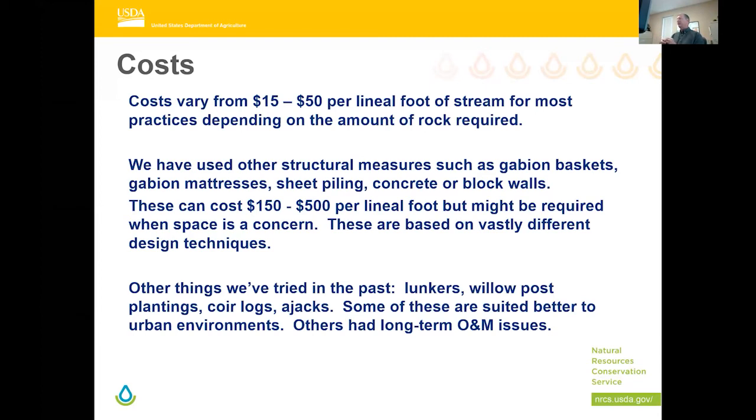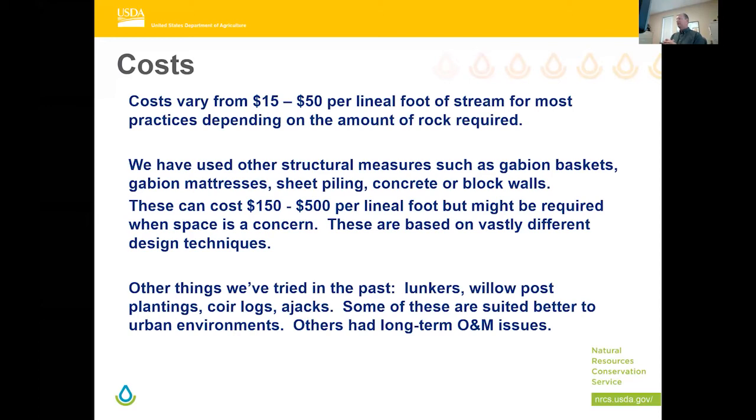We've tried all kinds of other structural measures. Like I say, when you don't have the luxury of space, you may have to try Gabion baskets, sheet piling, different walls or things like that. Those are more like $150 to $500 or more per lineal foot. But if your deck is 3 feet from the channel, that might be worth spending. So those are based on vastly different design techniques than we've talked about here today.